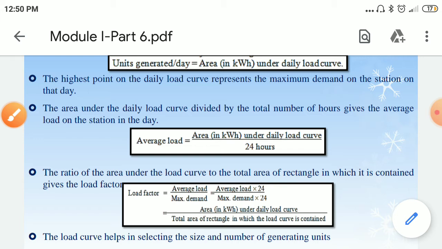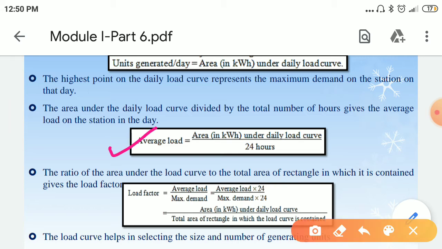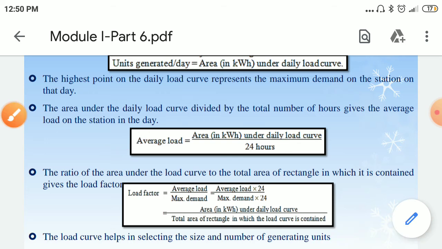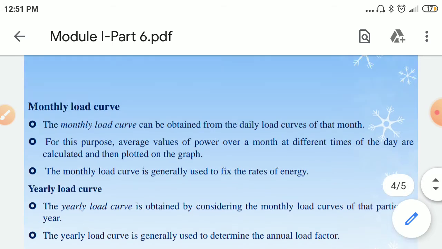So what is the next significance? The area under the load curve is actually the total number of units being generated. If we divide this area by the total number of hours in a day, we will obtain the average load. So we can find the average load of a day just by taking the area under the load curve, which shows the total units generated, divided by 24 hours. That gives the average load for that day.